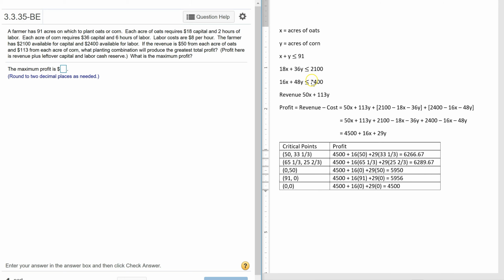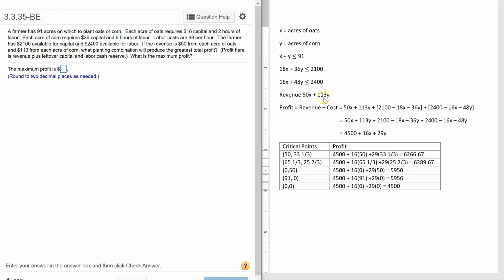Now when it comes to the hours of labor, even though it's only 2 hours for oats, we have to multiply that 2 by the cost per hour, which is 8. So 2 times 8 is $16 for every hour of oats. And for corn, it's going to be $48 because it is $8 per hour and there's 6 hours. And that needs to be less than or equal to $2,400. The revenue is $50 for every acre of oats and $113 for every acre of corn. So those are my inequalities.